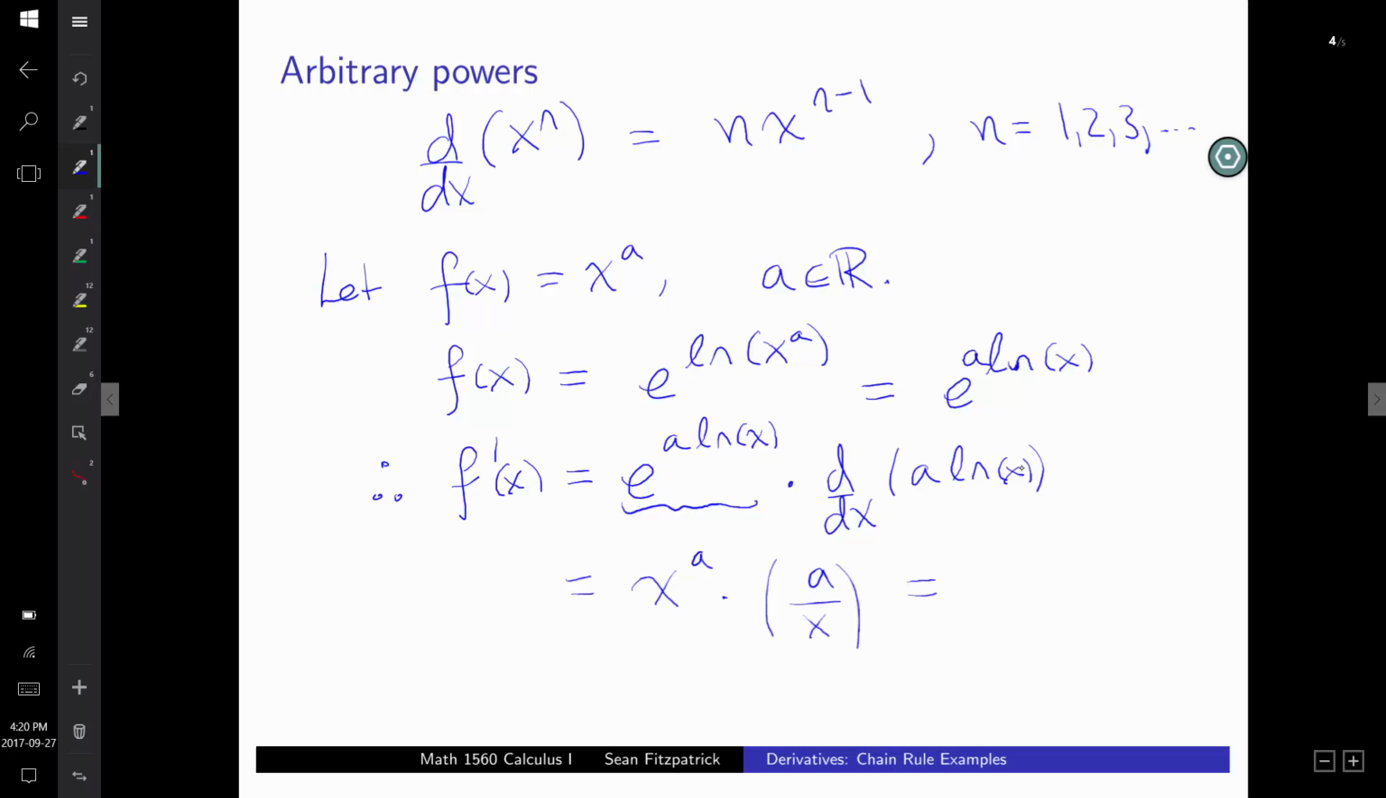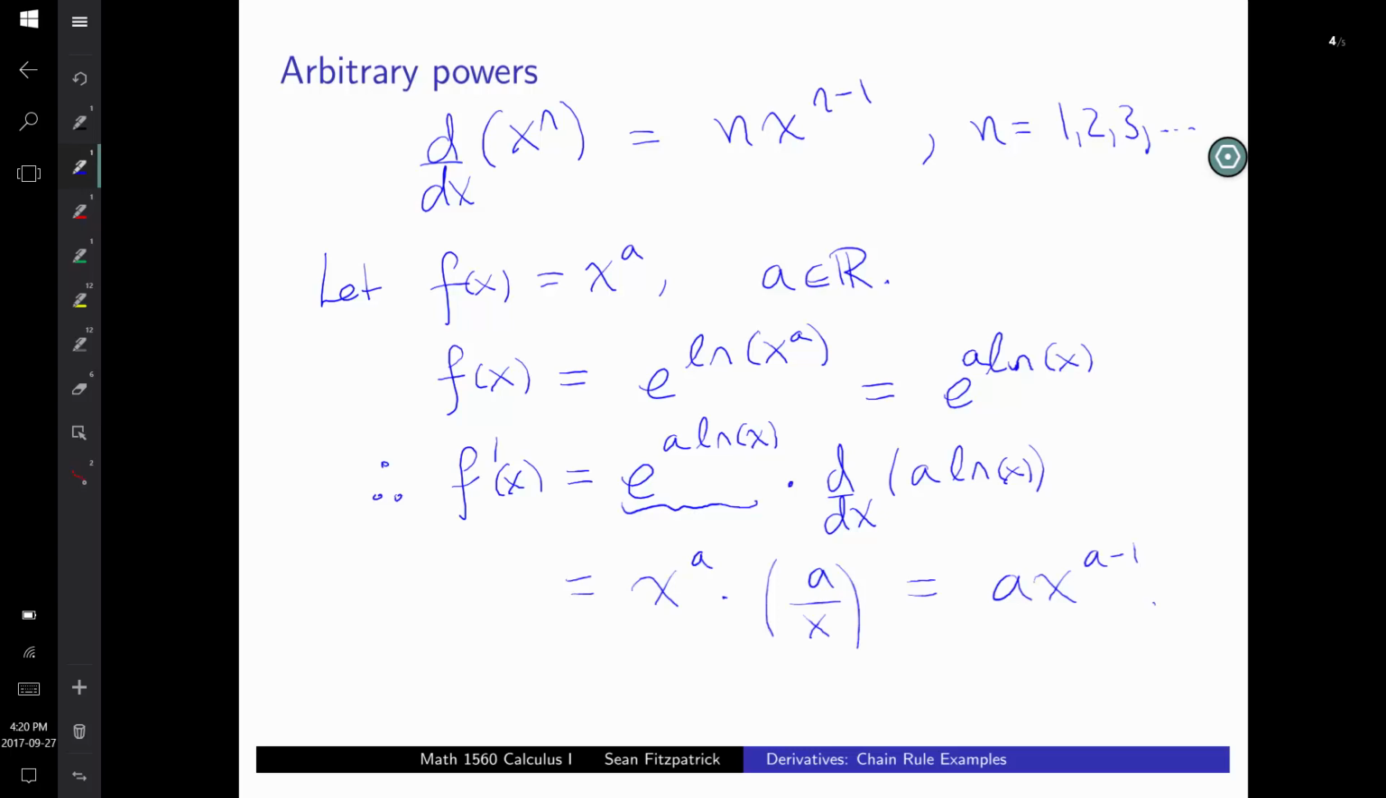Okay, but let's simplify that. Let's put that a out front. x to the a, I divide by x. Well, laws of exponents say if I divide by x, I should subtract 1 from the exponent, a minus 1, and we've done our job.